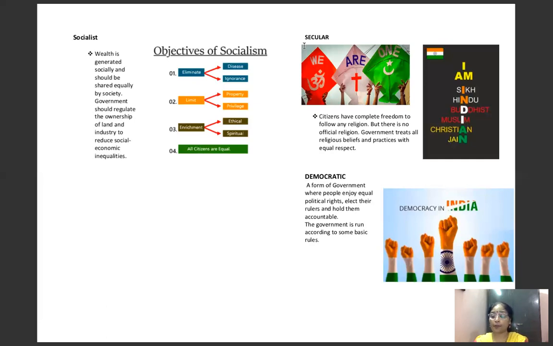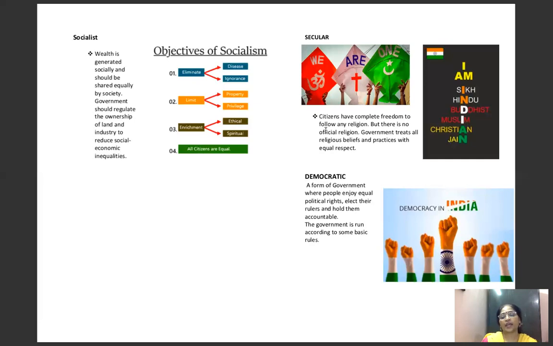Like, for example, in the United Kingdom, Christianity is the official religion. In Pakistan, Islam is the official religion, but India doesn't have one. Citizens have complete freedom to follow any religion, but there is no official religion. Government treats all religious beliefs and practices with equal respect.